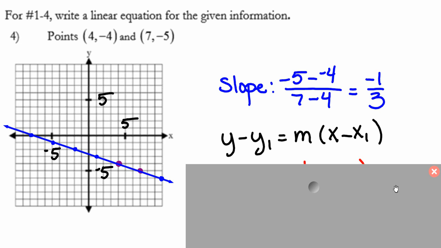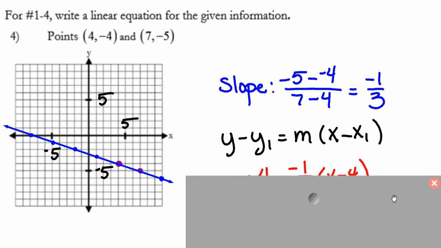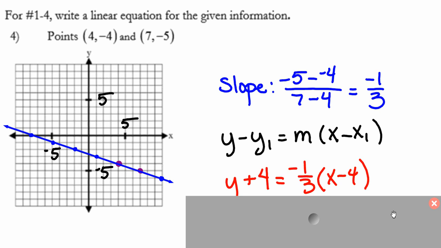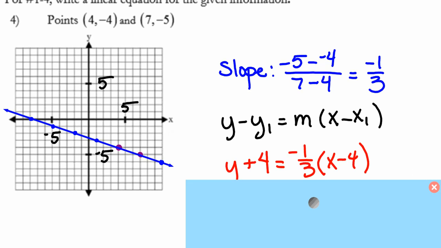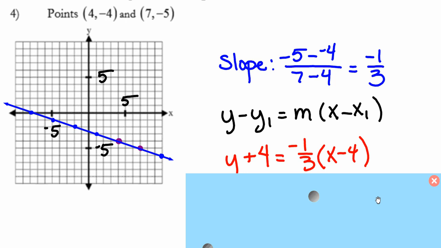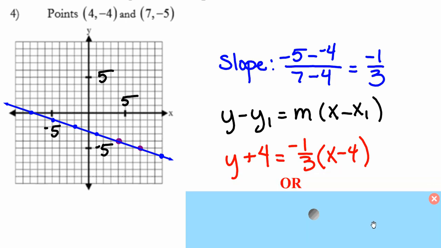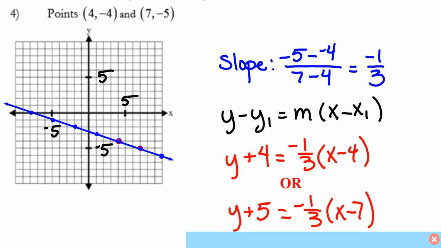So if I want to use my one equation with the 4, negative 4, I substitute my 4 here with my x, my negative 4 here for y, and since I was subtracting a negative, that's a positive. So my simplified equation would be y plus 4 equals negative 1/3 times x minus 4. If I want to use the other point, 7, negative 5, I would have y plus 5 equals negative 1/3 times x minus 7.